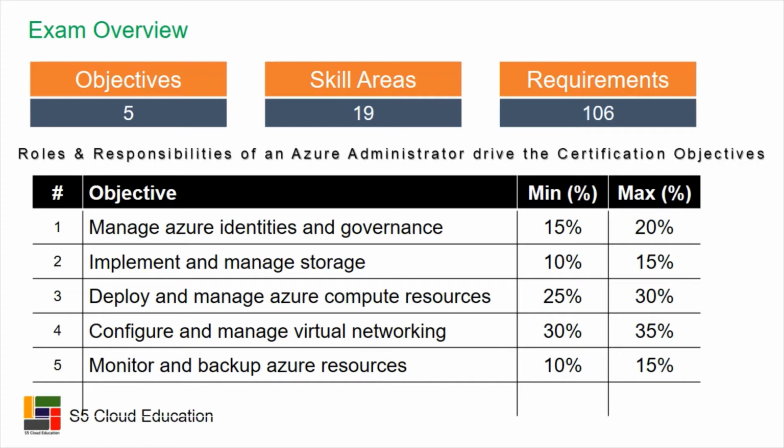1. Manage Azure identities and governance with an allocation of 15% to 20% questions in the exam. 2. Implement and manage storage with an allocation of 10% to 15% questions in the exam. 3. Deploy and manage Azure compute resources with an allocation of 25% to 30% questions in the exam. 4. Configure and manage virtual networking with an allocation of 30% to 35% questions in the exam. 5. Monitor and backup Azure resources with an allocation of 10% to 15% questions in the exam.